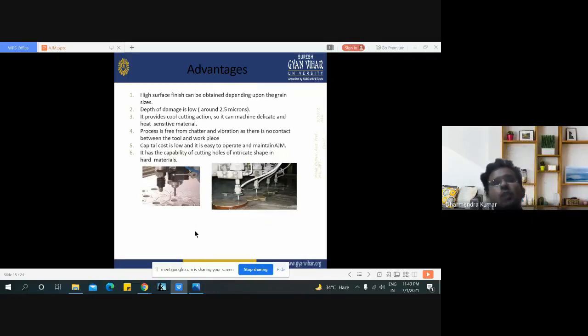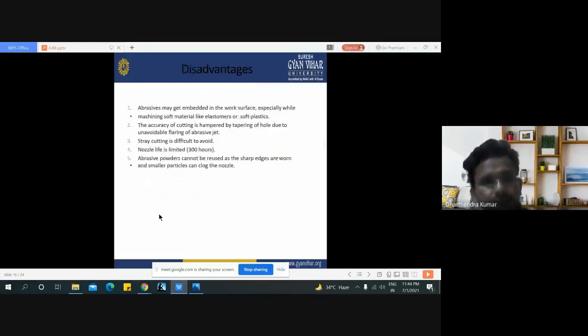One MCQ also arises, because in the non-conventional machining or advanced manufacturing process, there is no direct physical contact between tool and the workpiece. In abrasive jet machining, capital cost is low and it is easy to operate, and maintenance is easy. It has the capability of cutting holes of intricate shape in hard material.